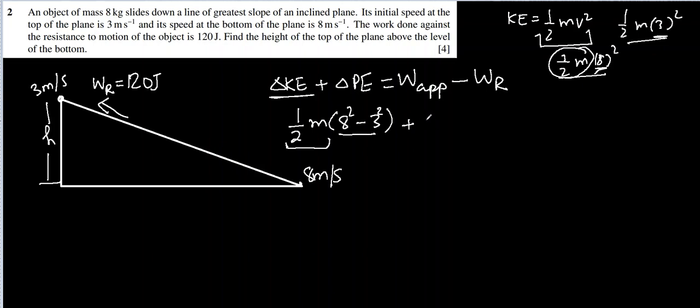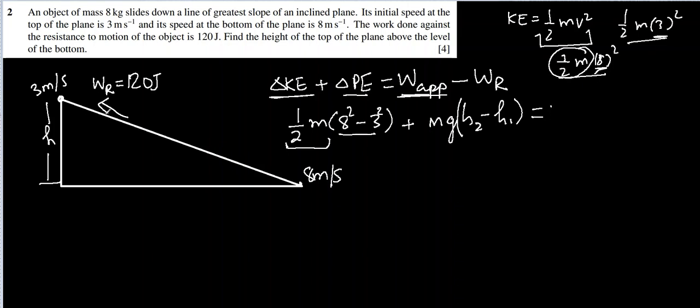Plus, we know that mgh is the difference in potential energy, but this h will be h2, the final height, minus the initial height, equal to the work done by the applied force.